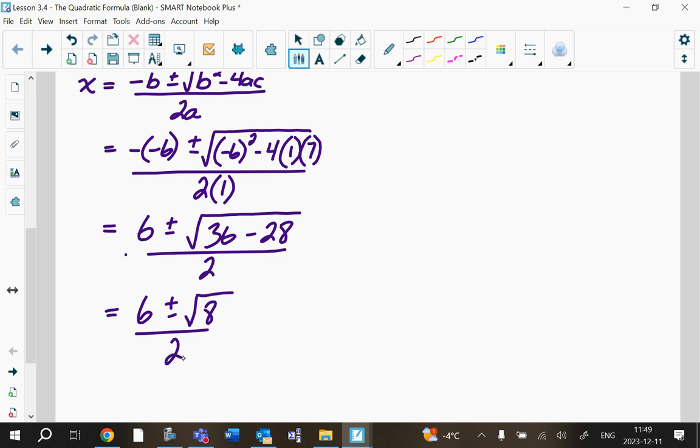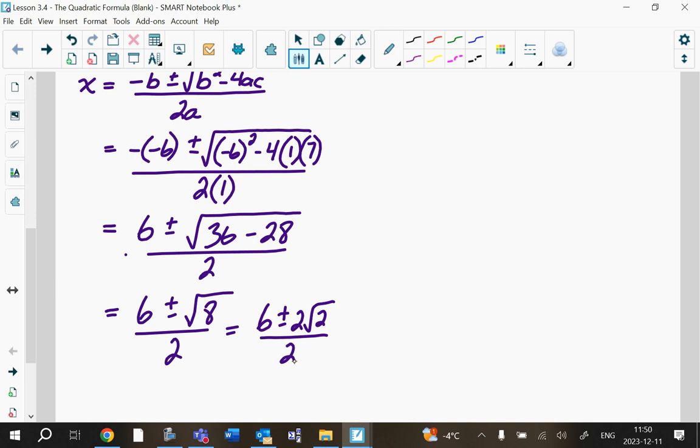Okay. That looks a lot easier to work with. Can I keep going? What can I do? Not quite. This becomes square root 4 times square root 2, which is 2 root 2. You forgot to square root the 4. Yes. Good. Plus or minus 2 root 2.